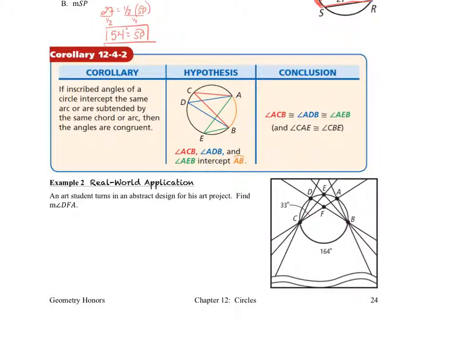Okay, this is a corollary, so it stems from the previous theorem. If inscribed angles of a circle intercept the same arc or are subtended by the same arc, then the angles are congruent. So think about this. If this arc is 60 degrees, then the angle coming off of it would be 30, since it's an inscribed angle. Well, then this angle is also 30, because it's also coming off of the same arc, and this angle is coming off of the same arc. So they're all 30 degrees. They're all congruent.